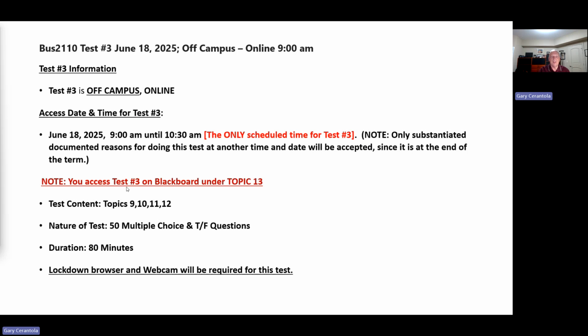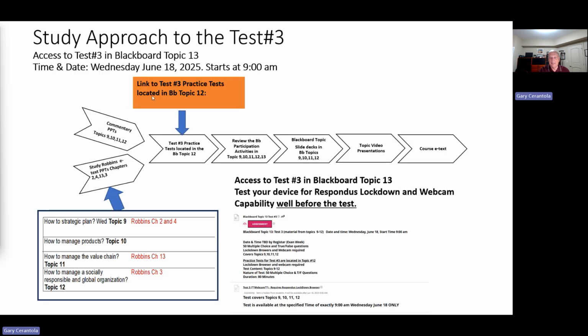You access test number 3 on Blackboard under topic 13. And again, the test content is topics 9, 10, 11, 12. It's mainly multiple choice questions with a few true and false questions that make up 50 questions. And again, lockdown browser and webcam will be required to do this test. And again, test number 3 practice tests are located in topic 12.